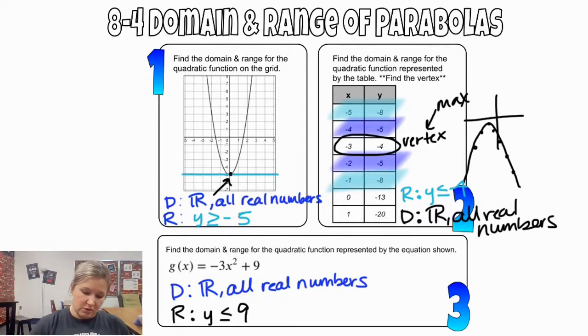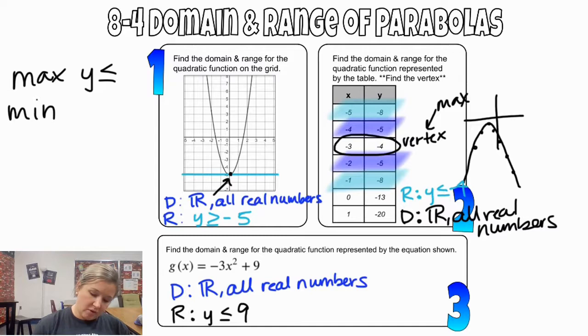So let's make this little note over here. If you have a maximum, y is going to be less than or equal to. If you have a minimum, y is going to be greater than or equal to. That's going to be for your range. So identify your vertex. Is it a maximum or a minimum? And then go from there, and you'll be able to write your range. It's just that easy.